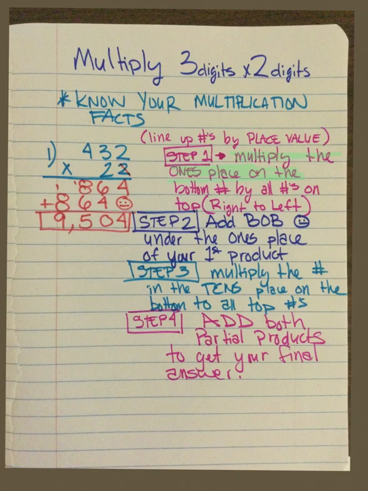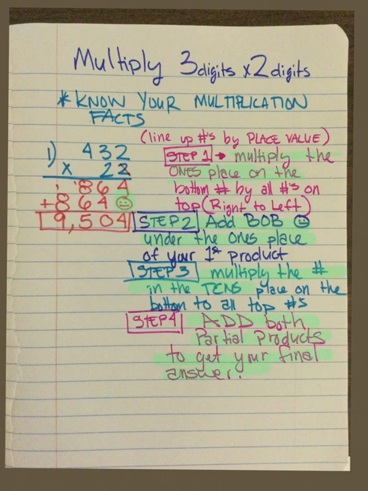And you'll see this in an example, so if you don't get it right now, it's fine. Feel free to pause the video and get the notes. It's good to have these, especially if you start getting confused about what to do. These steps are really good for that. Step two is add Bob, which he's over here. So hi, Bob. Step three, multiply the numbers in the tens place. And step four, add both partial products to get your final answer.